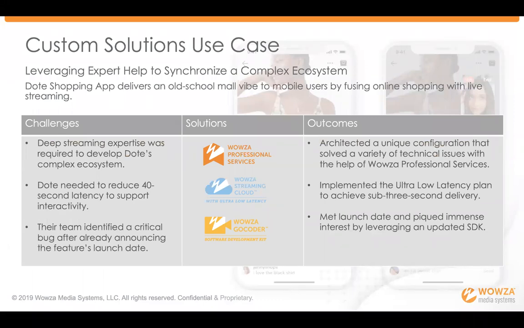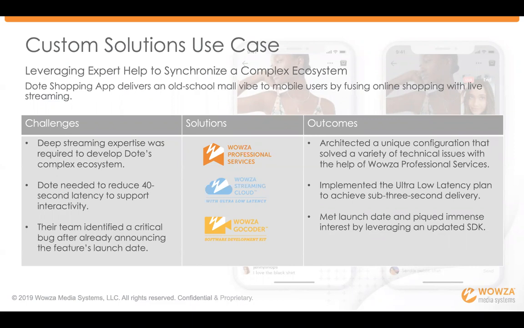So, one of the custom solutions we worked with recently is a company called Dote. And what Dote does is influencer shopping, if you will. So we helped them build a mobile app that allowed them to have a person streaming, have a shopping screen streaming, and have a bunch of interactive content come in at the same time.